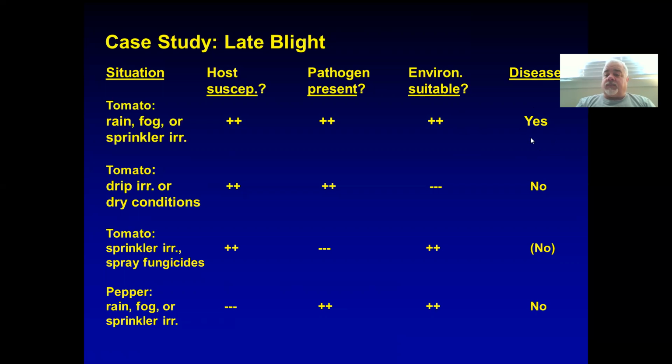You can get disease. What if you do drip irrigation? If you do drip irrigation, you remove the suitable environment, but you can't remove fog or rain. Even if you go to drip irrigation, Mother Nature can still wet your plants and give it a suitable environment. But if you have drip irrigation, and I would say and dry conditions rather than or, then you can't have disease because the late blight requires free moisture on the leaves.